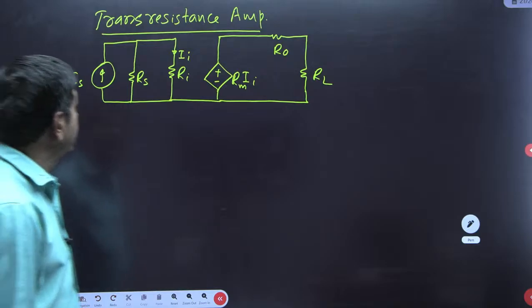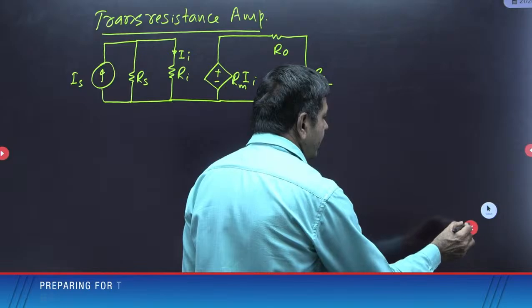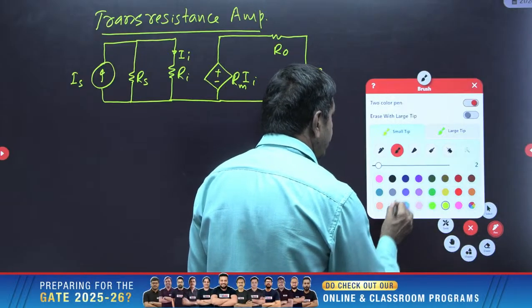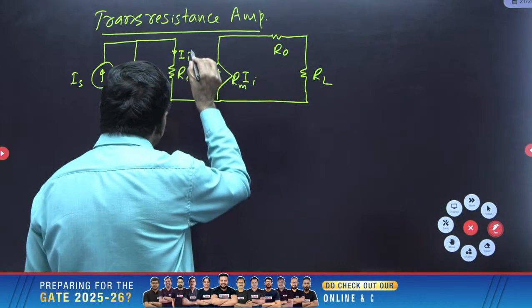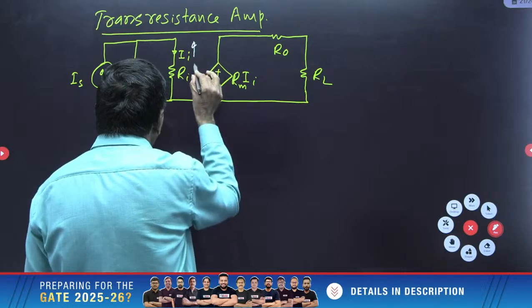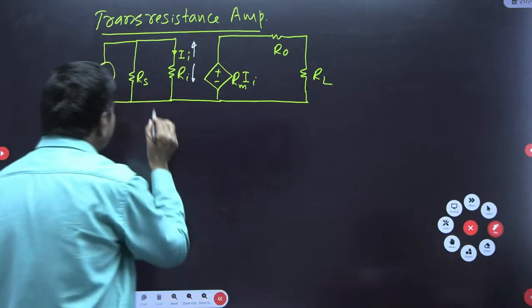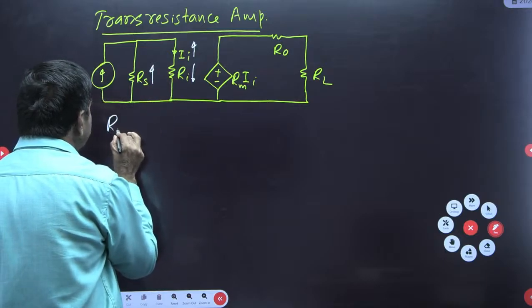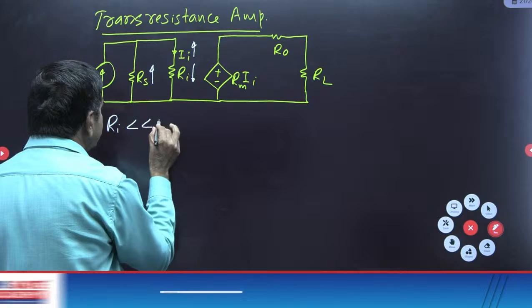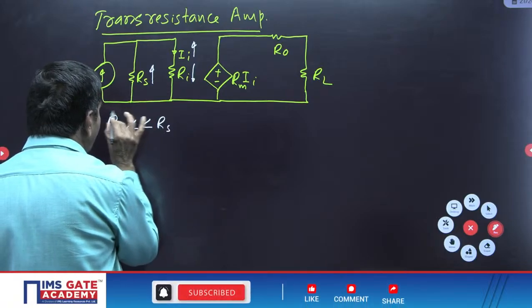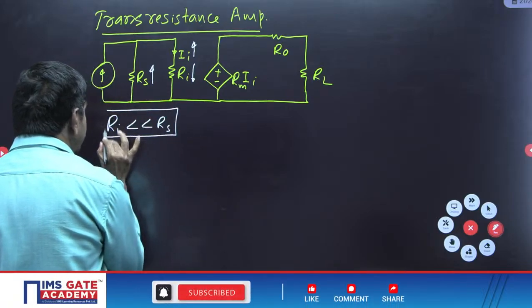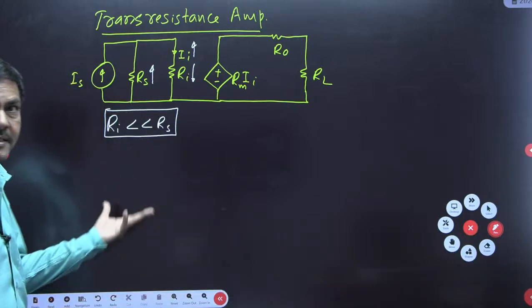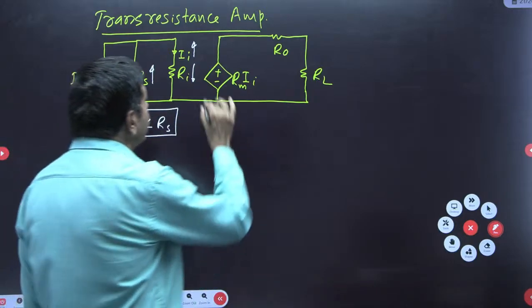You know very well, in the transresistance amplifier, current must be more required, Ri must be a smaller value, Rs must be more required. So you can write directly, Ri is far less than Rs. Very, very important points, asked sometimes in the GATE. But it is a Thevenin's only.